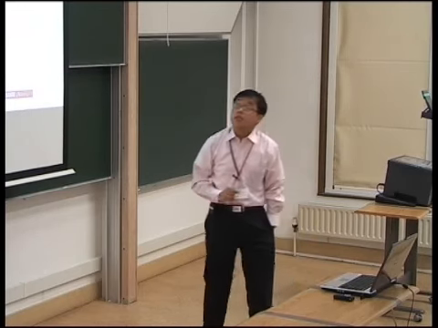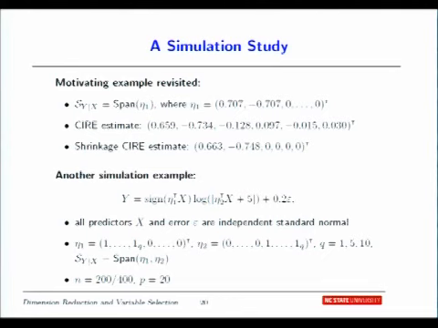Okay. Since I'm running short of time, I'm going to go through the simulation a little bit fast. First of all, if we revisit the simple motivating example I mentioned earlier, where we know the last 4 elements should be exactly 0 in the population, and we apply this shrinkage CRRE to that data, we did get the last 4 elements shrunk to exactly 0.